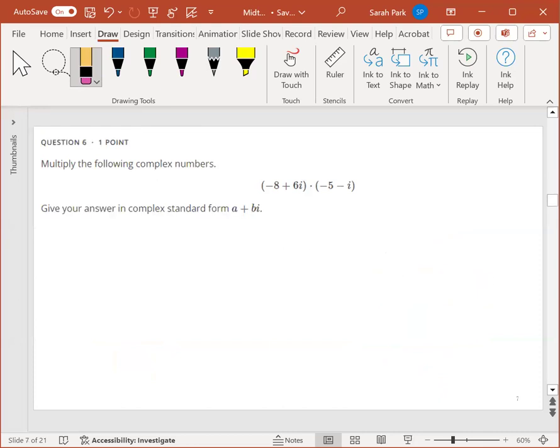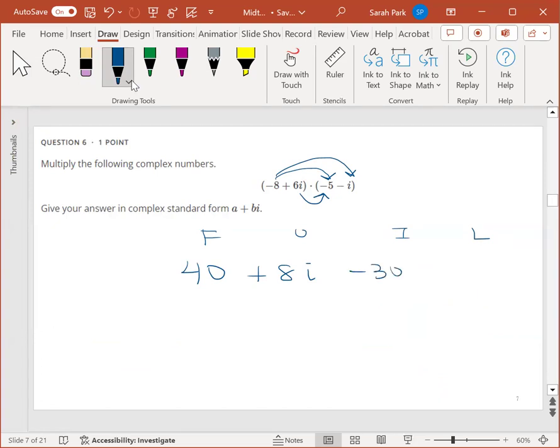Okay, number 6, multiply the following complex numbers, negative 8 plus 6i times negative 5 minus i. And then for this one, we do the FOIL process. We do first times first, negative 8 times negative 5 is positive 40. And then outer, negative 8 times negative i is positive 8i. Inside terms, 6i times negative 5 is negative 30i. And last, 6i times negative i is negative 6i squared.